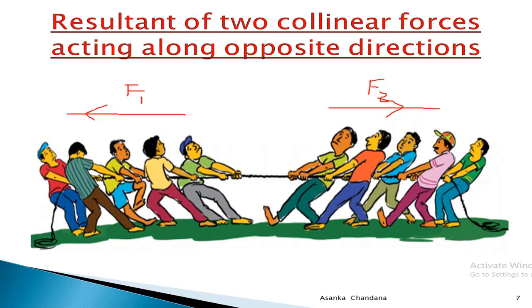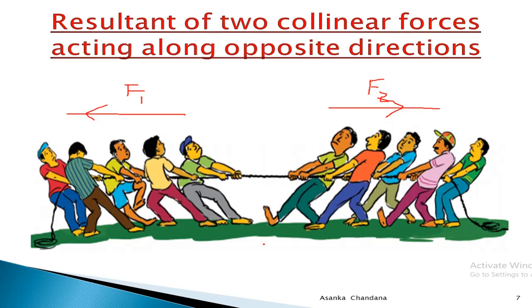When two collinear forces act along the opposite direction, how do we find the resultant force? If F1 is equal to F2, it does not move to either side. But if F1 is greater than F2, these people, or rather the whole rod, move to this side. If F2 is greater, the rod moves to the other side.